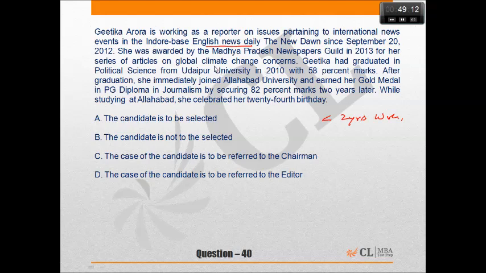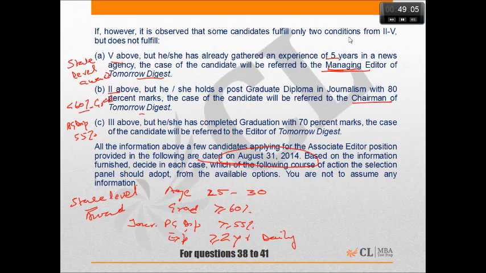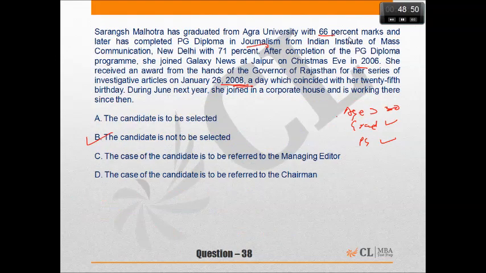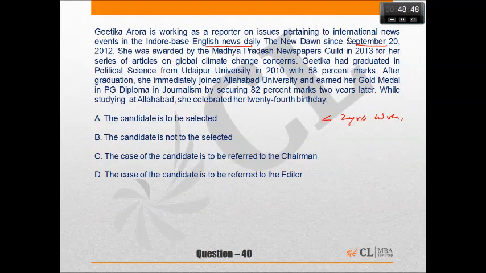She was awarded that in September, and if I remember correctly, it was August 30. Yeah. So there is an issue with work experience. Let's state level. So should she be also rejected? Okay. Let me quickly go through it. 28th was awarded Madhya Pradesh Newspaper Guild for her series article Global Times. Geetika had graduated in political science 58%, less than 60%.